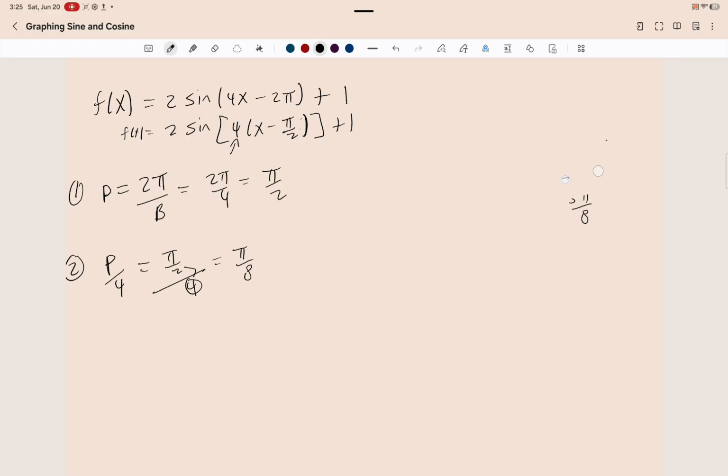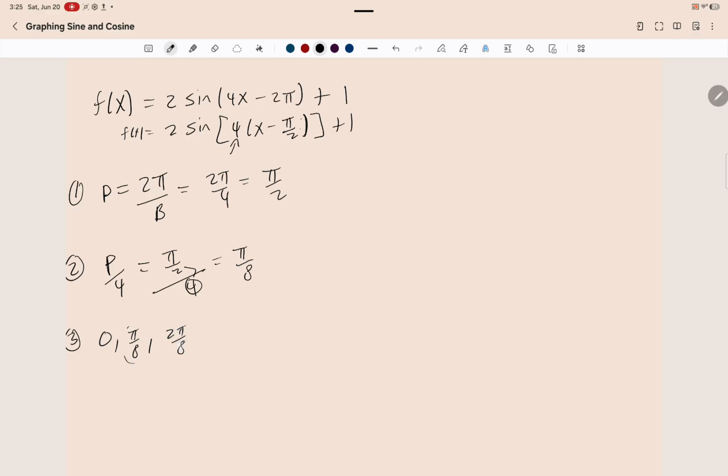All right, cool. Recall that our step 3 is starting at 0. We keep adding pi over 8 to the previous step until we get back our period, which in this case is pi over 2. Pi over 8 plus pi over 8 is 2 pi over 8, and we continue. Let me teach you a trick. Starting at 0, then pi over 8. Then for the next one, just multiply this by 2.